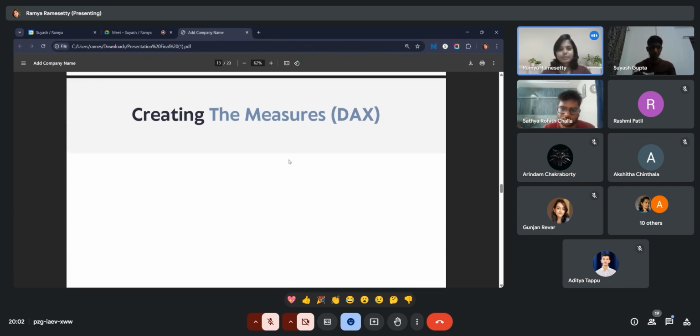Let's move into the topic: how can we create measures with the help of DAX? I would like to know what the full form of DAX is, and in how many ways we can use DAX to create measures. Anyone, please? Guys, please respond. Please don't make us feel alone.